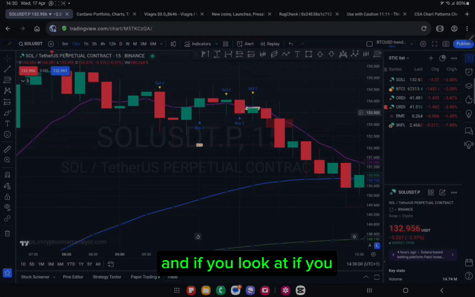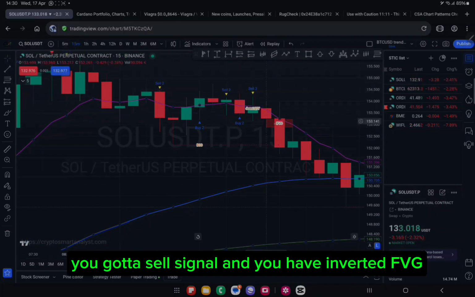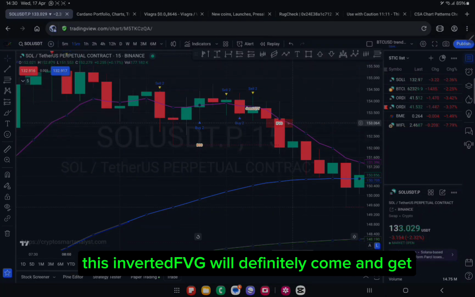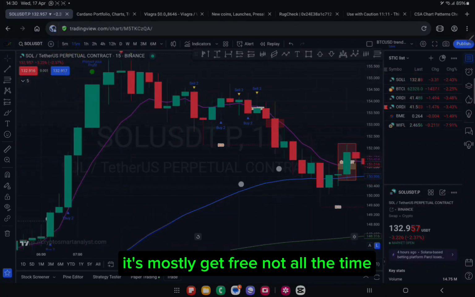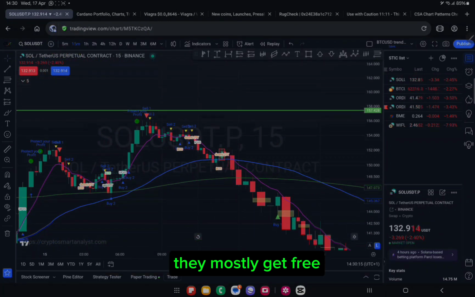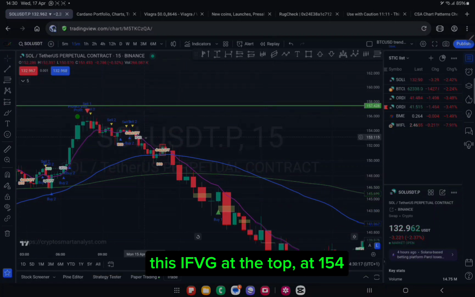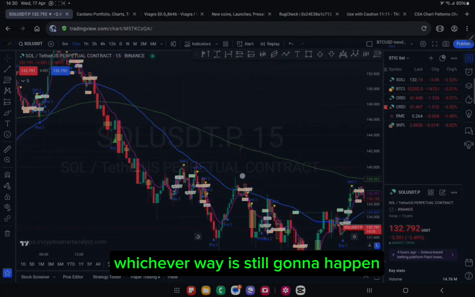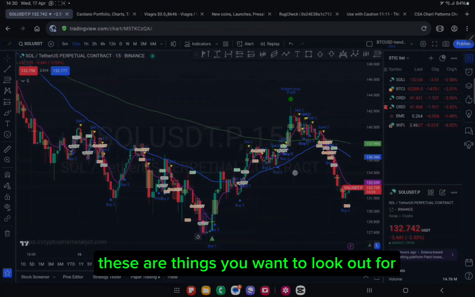And if you look at what happened, you got a sell signal and you have an inverted FVG, meaning that the market is actually going down. This inverted FVG will definitely come and mostly get filled, not all the time. Most of the time, they get filled. The market is still going to come back to fill this high FVG at the top at 154. It might be instant, it might take time, but whichever way, it's still going to happen. So these are things you want to look out for.